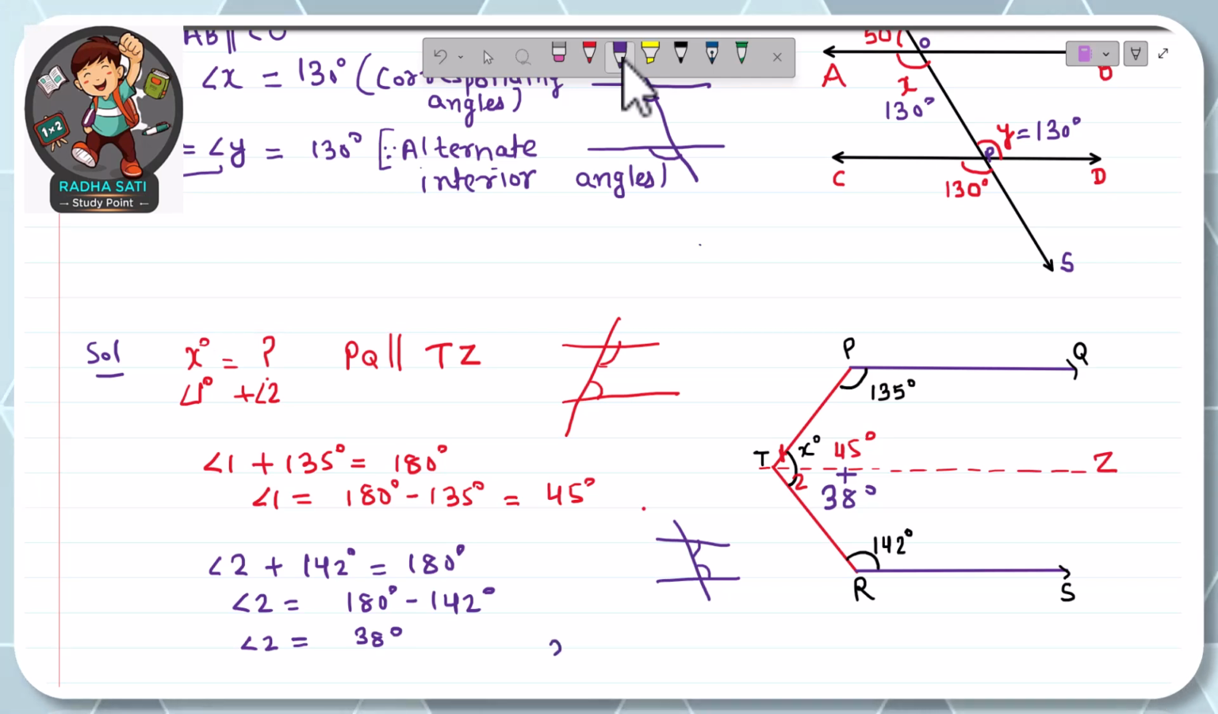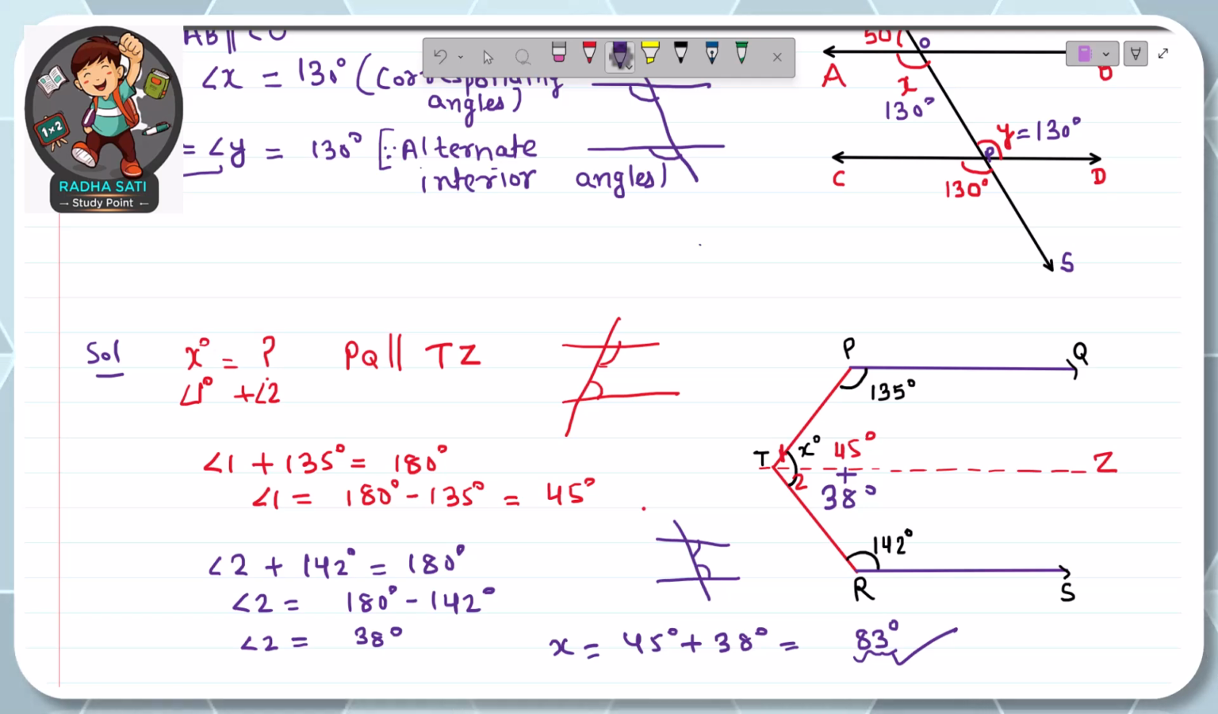So what will be the value of X now? X will be 45 degree plus 38 degrees. So let's add: 8 plus 5 is 13, 3, 1 will be carried over and this is 8. So what will be our answer? It will be 83 degree. This means the value of X will be 83 degree. Okay, so 45 plus 38 is 83. So now similarly we can find the answers of any questions.